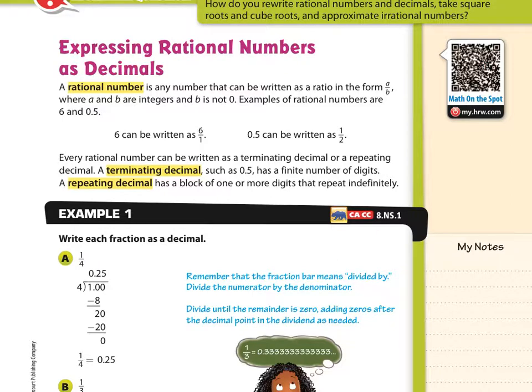The first part, expressing rational numbers as decimals. That's rational. We'll talk more about that probably in lesson 2. But I would say the easiest way to explain this is that rational numbers can be written as fractions. So think of rational as ratio, and ratios are fractions. So we're going to change fractions to decimals. And when we change it to a decimal, there's two things that can happen. We can end up with a terminating decimal, or we can end up with a repeating decimal. Okay, so let's try out some examples.